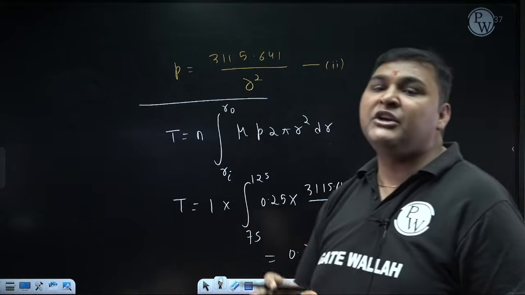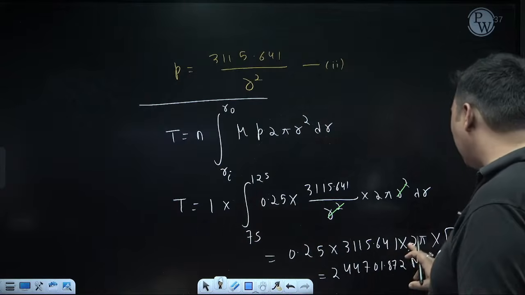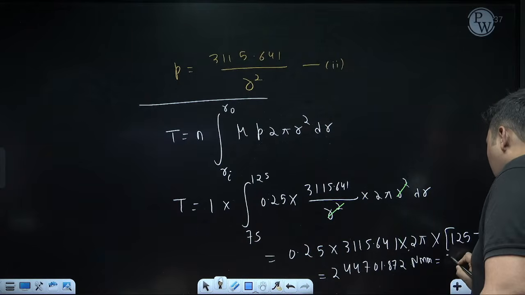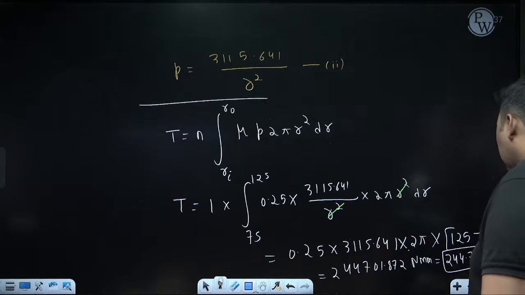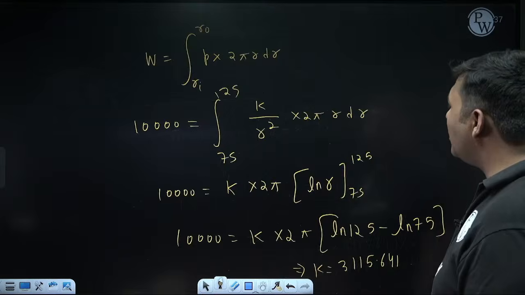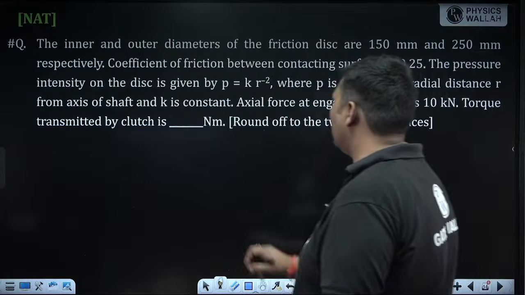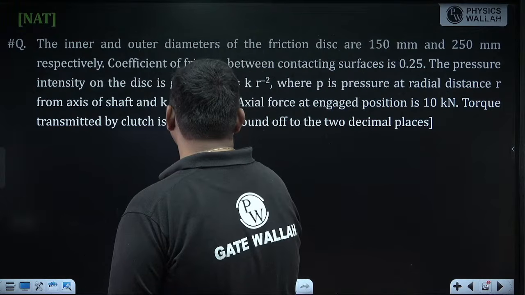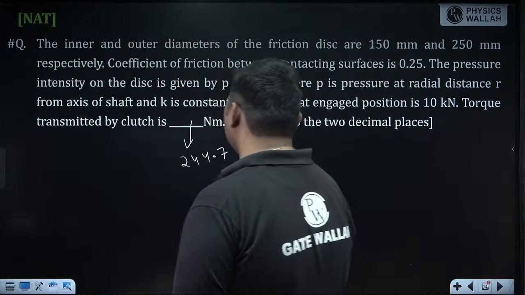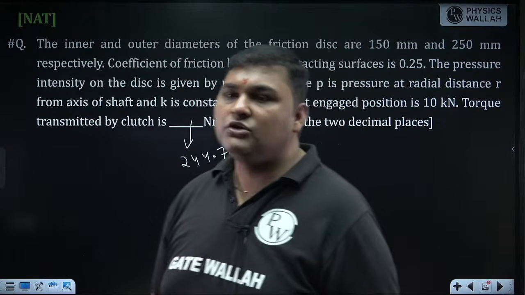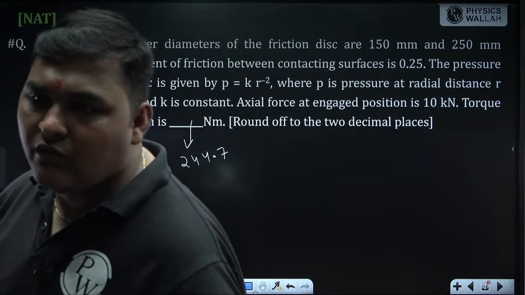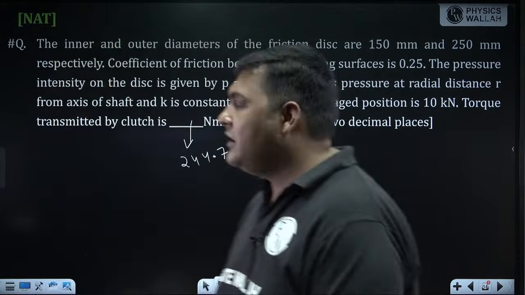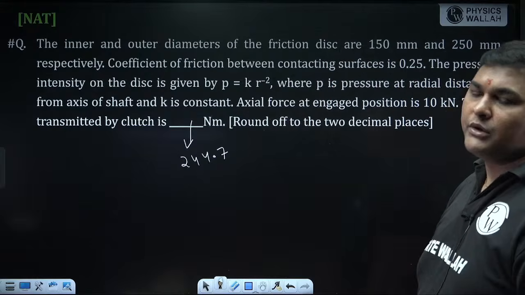Now the examiner is asking in Newton meter. So to convert mm into meter, we will multiply with 10 to the minus 3. So it will be 244.702 Newton meter. So for this question, torque transmitted in Newton meter is coming 244.702. Round this up to 2 decimal places, it will be 244.70. Very, very good. So this is good going. So for this question, the correct answer is 244.7.